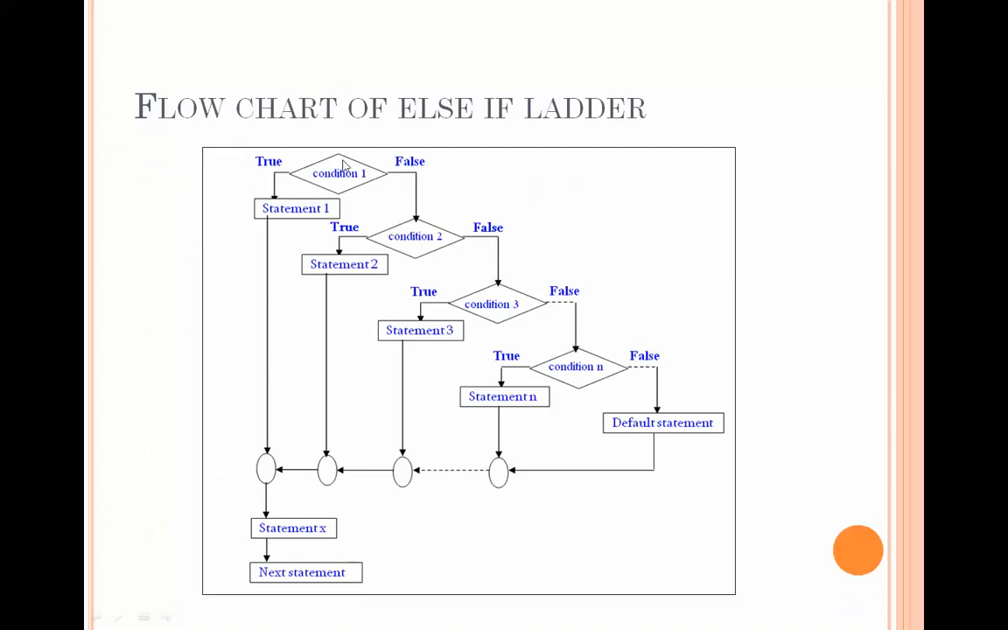Say, for example, the first decision we have to take is at condition 1. We have to check whether condition 1 is true or false. If it is false, then it is going to check condition 2. If it is true, then it is going to execute a particular statement and then go directly to the normal flow of the program, and then it will terminate. That means if the first condition is true, it is going to skip all the other conditions of the else if part.